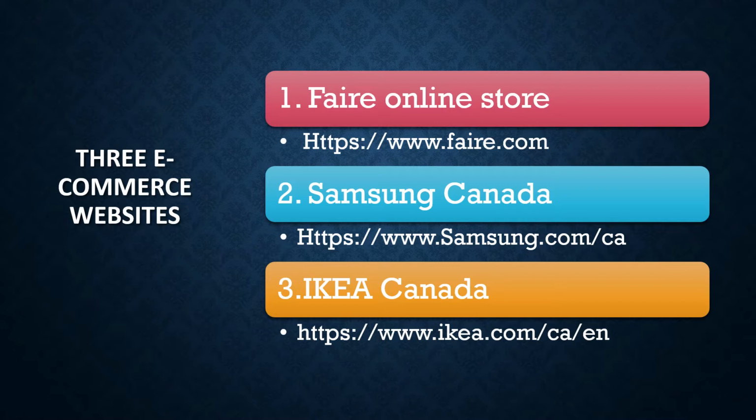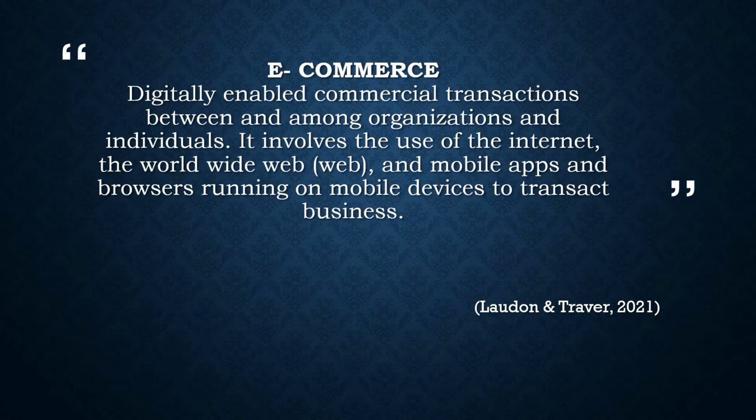And then the second one is Samsung Canada. Samsung is a commercial website, but I chose Canada. It's especially the site that serves the region of Canada, all the provinces, all the areas which come under Canada. And then the third one is IKEA. Again, it's a global brand. It exists in many countries, but for this particular video and for this study, I just chose IKEA Canada. So let's start with e-commerce.